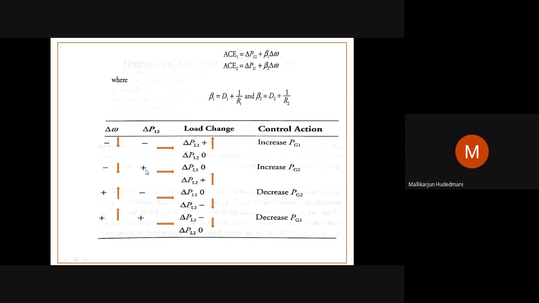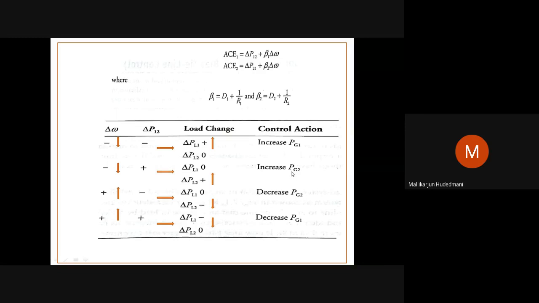If delta P12 is plus and delta omega is minus, there is an increased load in area 2. Who has to address this load? This load must be addressed by an increase in the area 2 generator only. Earlier, in the primary loop, both were responding.